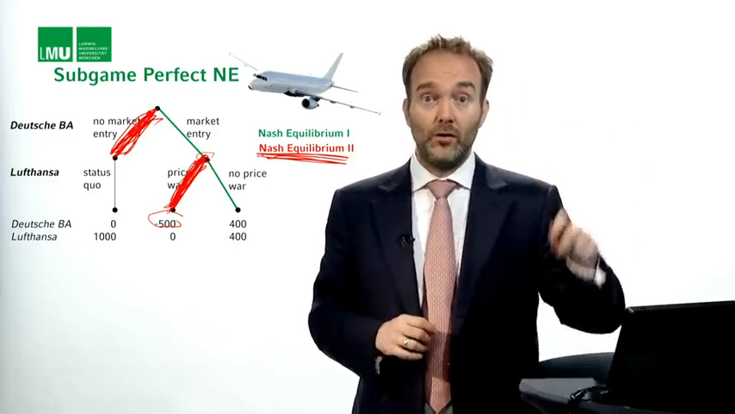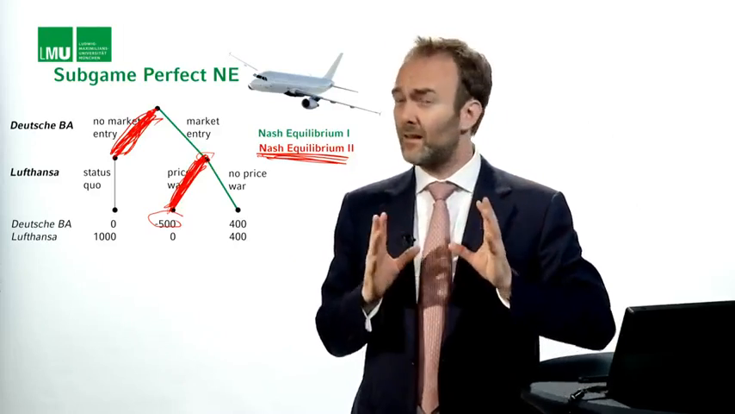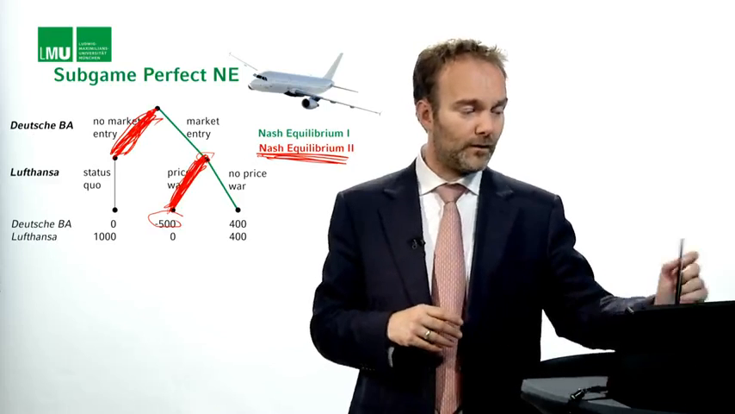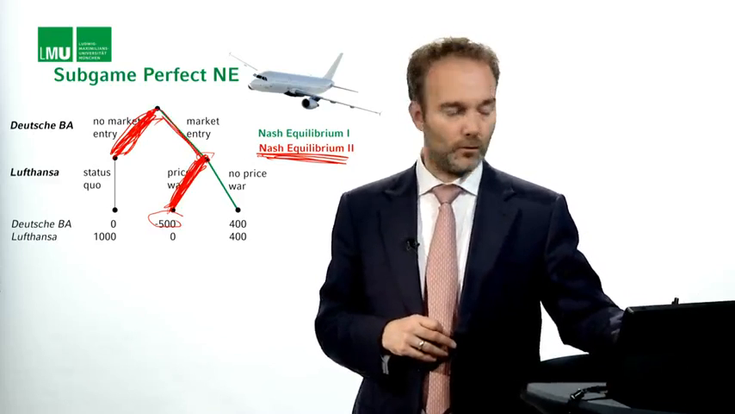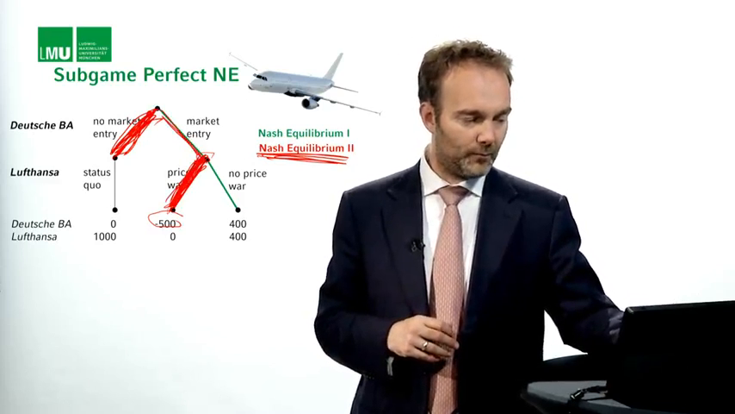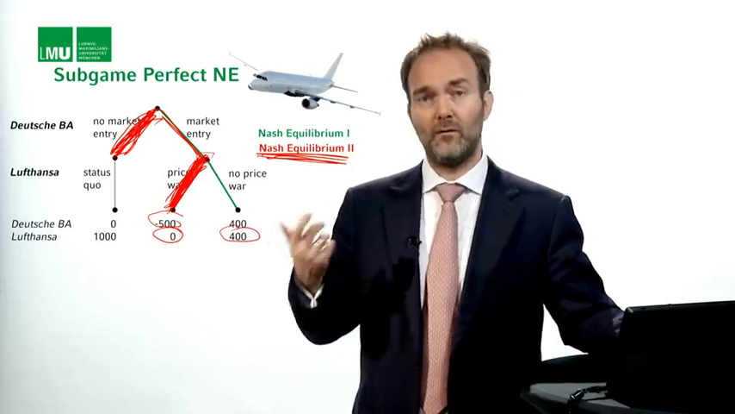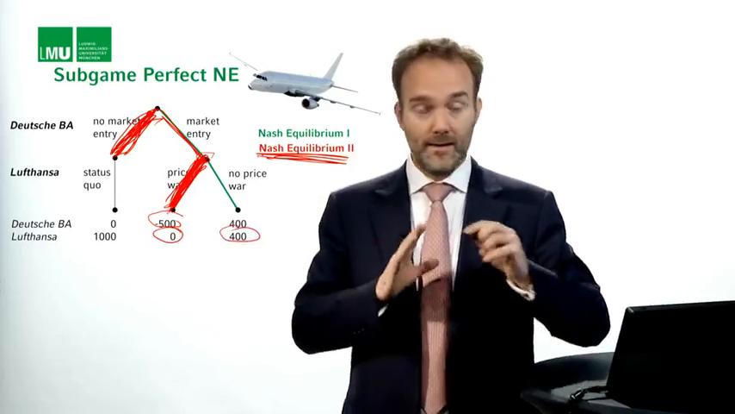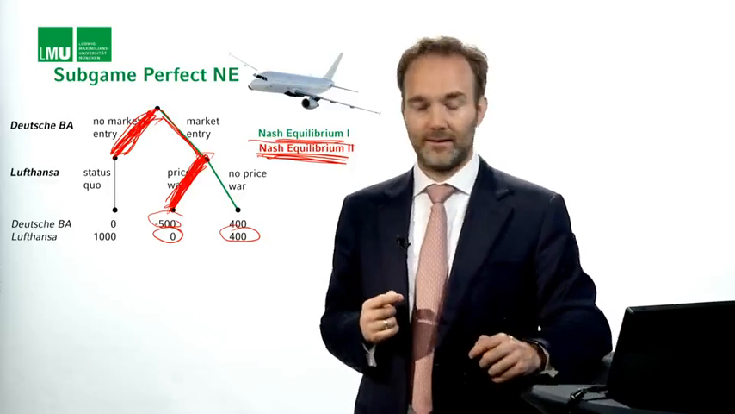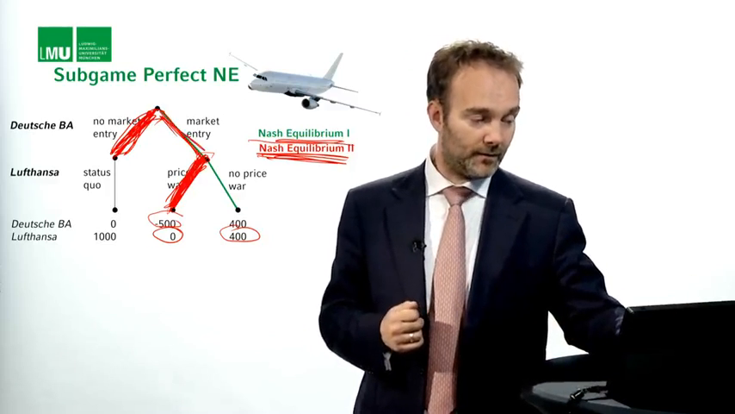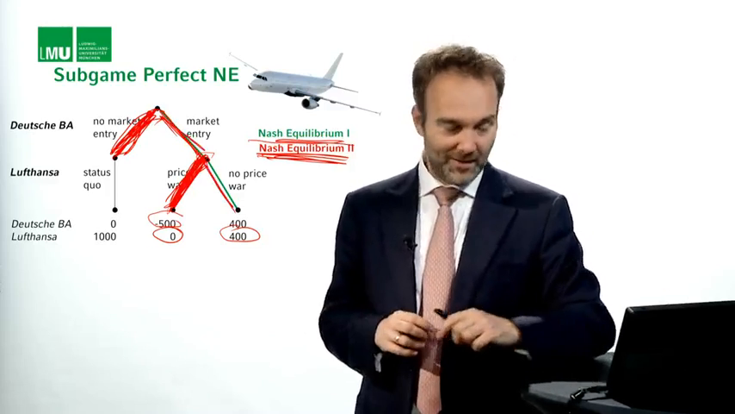Now, as we know from week one, the second Nash equilibrium is not particularly rational, right? It's not rational because, of course, Deutsche BA should not believe that Lufthansa wants to start a price war, because this would not be rational behavior at this point, right? They would make 0 here, and they could do much better by making 400, right? That's why in the end we settled on Nash equilibrium 1. That's the subgame perfect Nash equilibrium, meaning that Deutsche BA enters and Lufthansa does not start a price war. Okay?